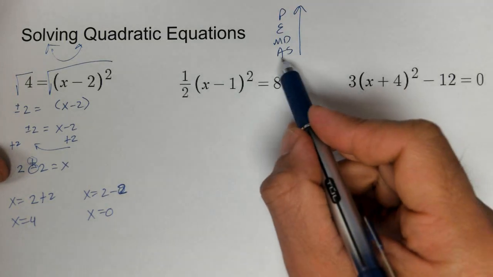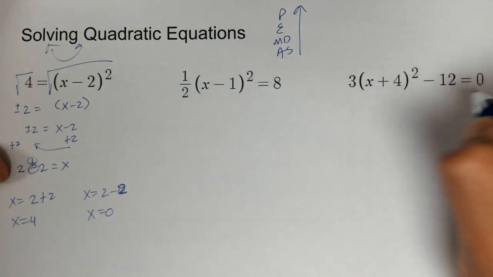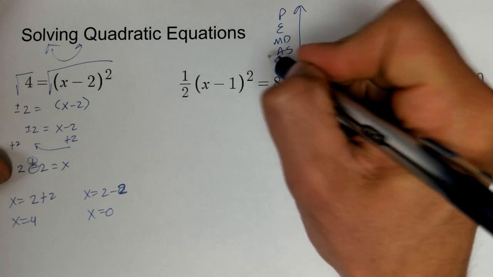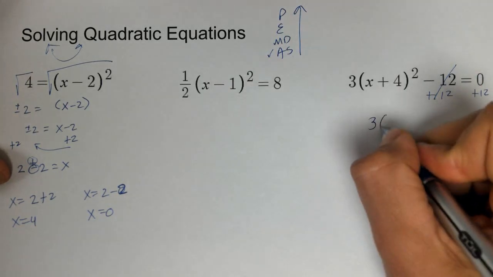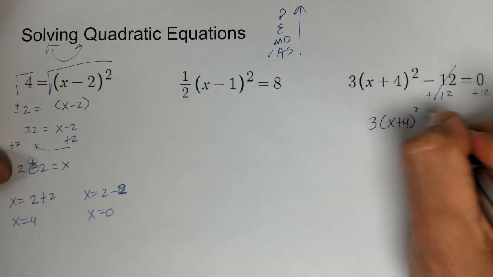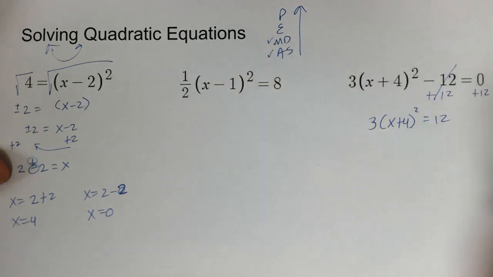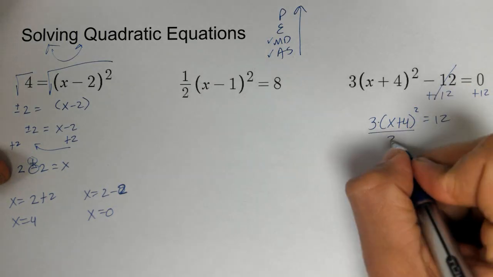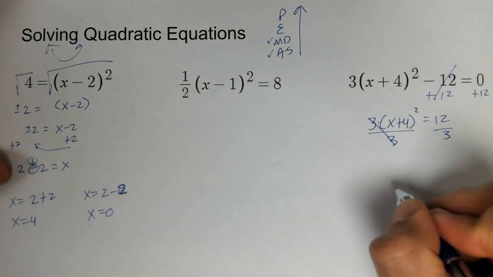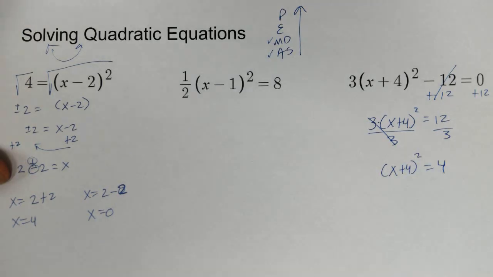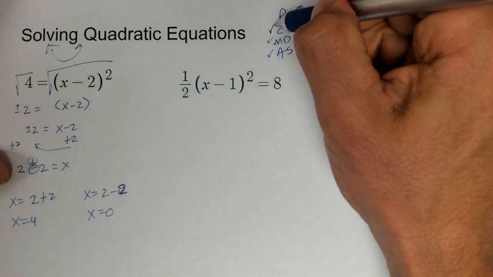Let's start with SADMIP. Addition and subtraction. Let's add 12 to both sides. Check. Now I have, on the left side, a 3 that I got to look at. Multiplication and division. Since I'm multiplying by 3, how do I get rid of it? Divide both by 3. Now I have x plus 4 squared equals 4. How do I get rid of the exponent?